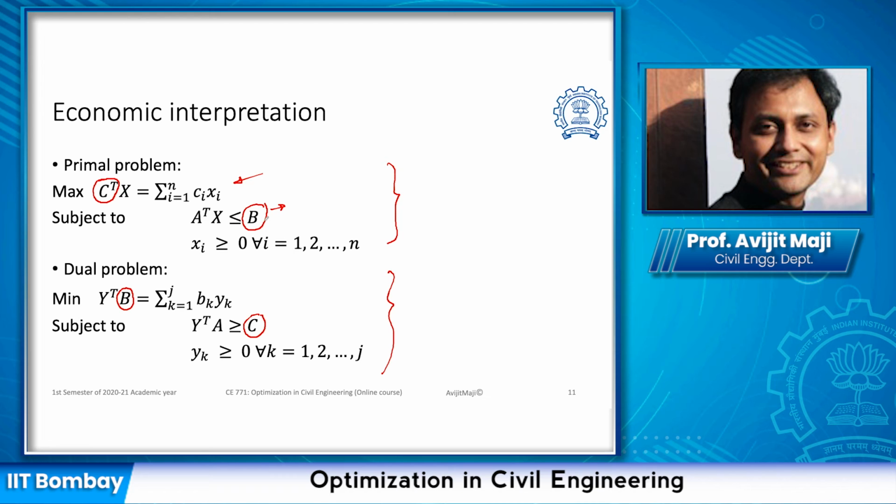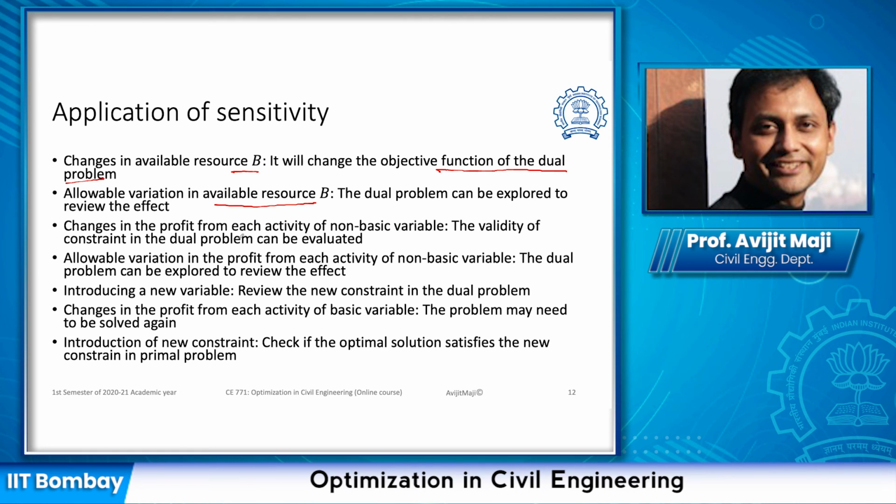If we want to see to what range we can play around with the resource, we can say how we can change this B and still have a valid solution. Once we get that, we can always put it back in the dual problem and see what range of total profit is happening, which will be applicable for the primal problem. So going back to the sensitivity analysis, any change in the resource is going to help us quickly estimate the change in the total profit through the dual problem, and the allowable variation in the available resource is also going to help us estimate the variation in the total profit through the dual problem.